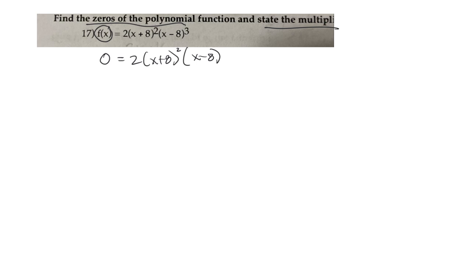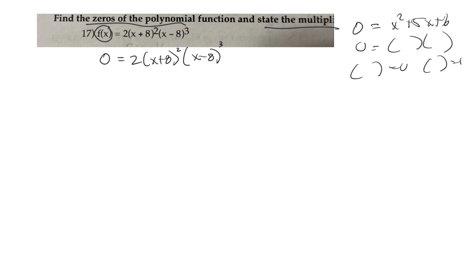Now, usually what you have to do when we have these, it's like 0 equals, say, x squared plus 5x plus 6, and then you factor that, and then you let each of those factors equal 0. But this one is already factored, so you don't have to do that whole factoring step. So what you can do is just set each factor equal to 0.